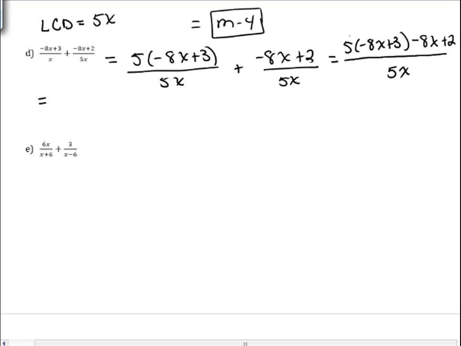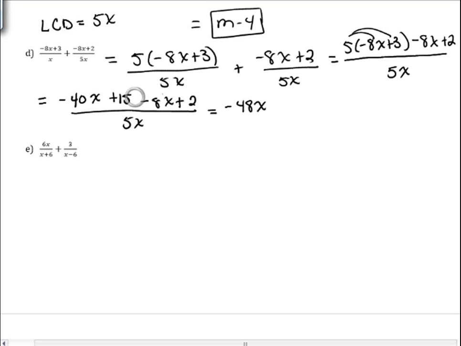Now we need to distribute this 5. And 5 times negative 8 is negative 40. And 5 times 3 is plus 15. So we have negative 40x plus 15, and then minus 8x plus 2. This is all being divided by 5x. We have negative 40x and negative 8x, so that's negative 48x. And then 15 plus 2 is plus 17. That's being divided by 5x. You can't factor the numerator at all because 17 is prime, and so this is our final answer.